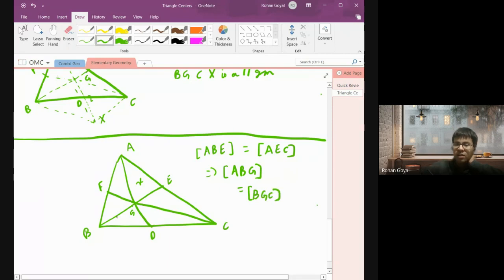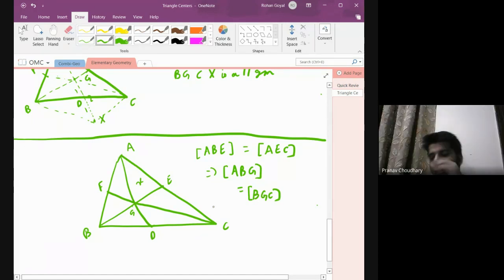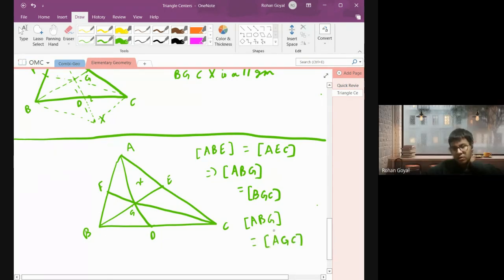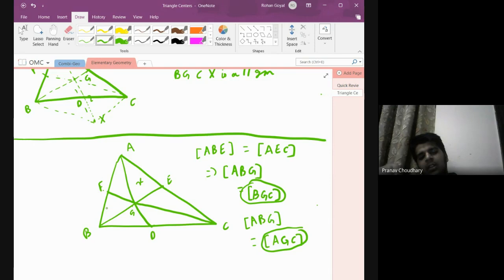And similarly, by the way you did it, ABG is also AGC. The equality condition implies these two are the same. That means CG is also the median. But I think it's not fully complete.